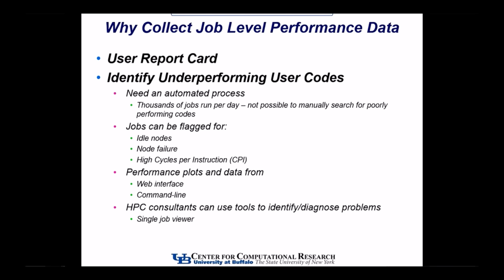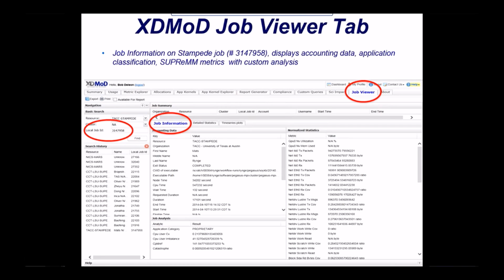But then, and we're using it here, we can identify underperforming user codes, and it's an eye-opener, to be honest with you. Some are really easy. People are running codes that they think are parallel, and they're not really parallel, or doing things that you normally shouldn't be doing. But it has to be automated.